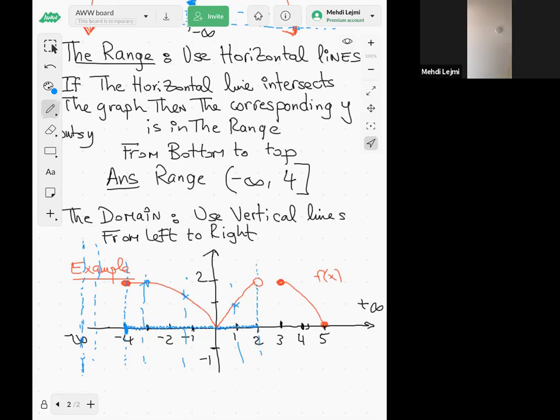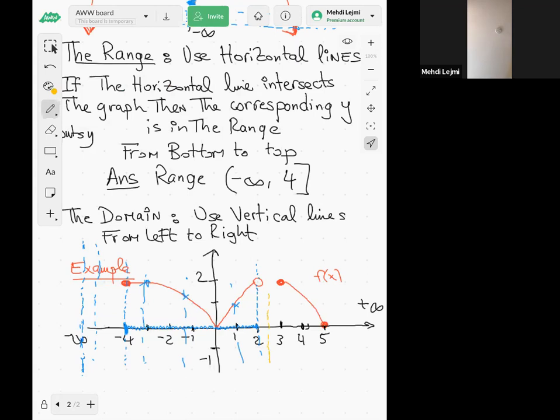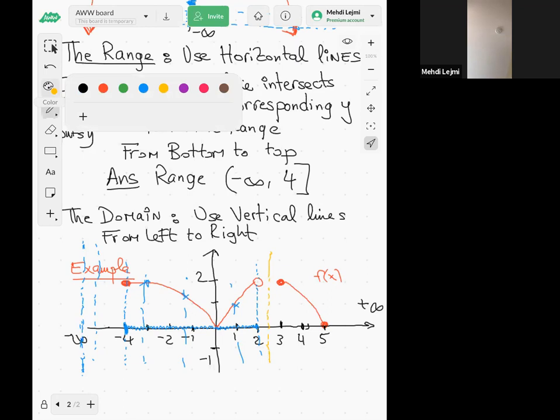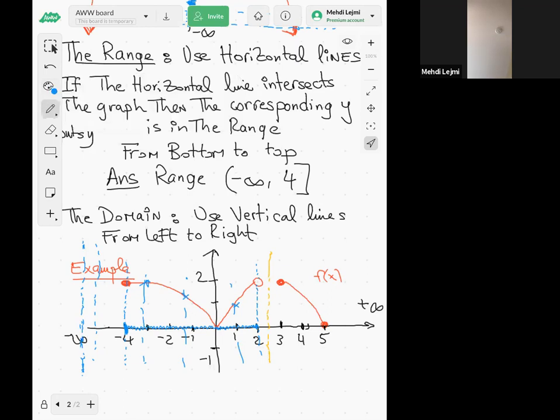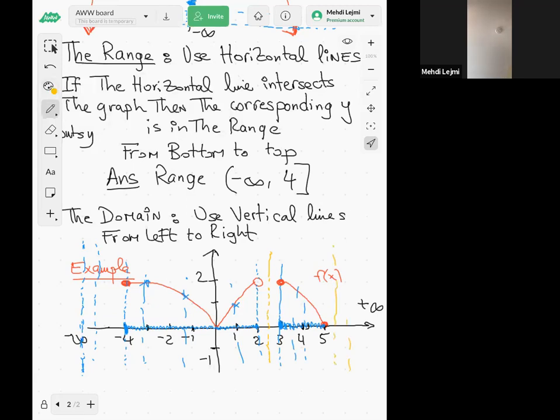So then this +2 is not included. But then, guys, if you take a horizontal line between 2 and 3, there will be no intersection, right? So the numbers between 2 and 3 are not in the domain. But then you're gonna have, again, intersection at +3. Here we do have an intersection at +3, so this is in the domain, and we're gonna have intersection again from 3 to 5. But of course, after 5 there will be no intersection, right? Here there's no intersection.